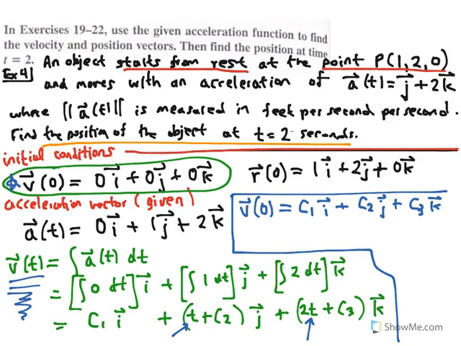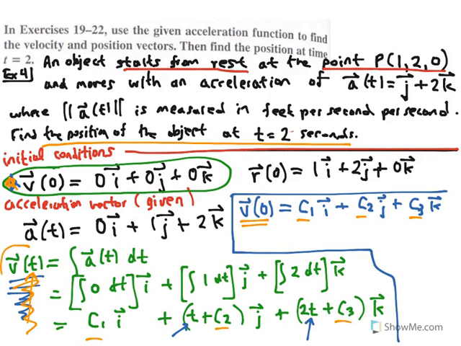My objective here is to find the values of these three constants, c sub 1, c sub 2, and c sub 3. This is the velocity vector evaluated at time t = 0, the velocity vector that I had just found by integrating the acceleration vector with respective constants of integration for each of the component functions. And now I'm trying to figure out what these constants of integration should be so that this initial condition for the velocity vector at time t = 0 would be satisfied.